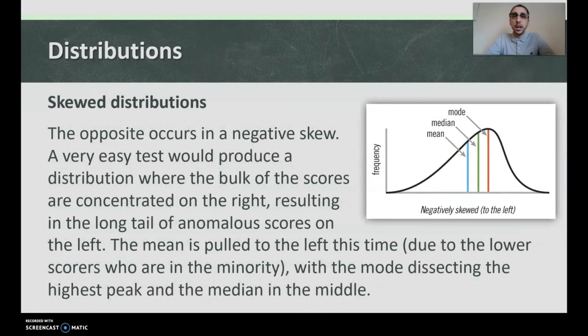The opposite occurs in a negative skew. So we can see from the graph a negative skew. A very easy test would produce a distribution where the bulk of the scores are concentrated on the right, resulting in a long tail of anomalous scores on the left. The mean is pulled to the left this time due to the lower scores who are in the minority, with the mode dissecting the highest peak and the median in the middle.